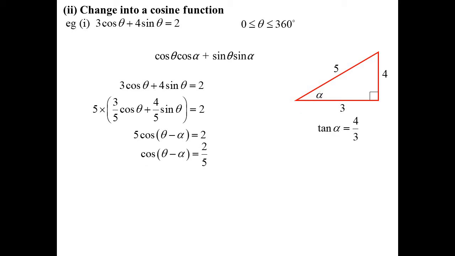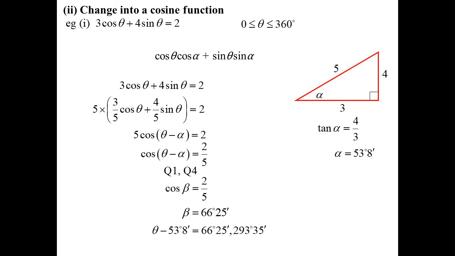Now, it'll be different to the last one, of course, because I've now got a different triangle. This time, that angle is 53.8 degrees. I'm in the first or the fourth quadrant this time. But the acute angle is 66.25. So I know that theta minus 53.8 is either 66.25, there's our first quadrant answer, or 293.35, there's our fourth quadrant answer. Add 53.8 to both of them, and this time both of the answers worked out. They're in between 0 and 360.